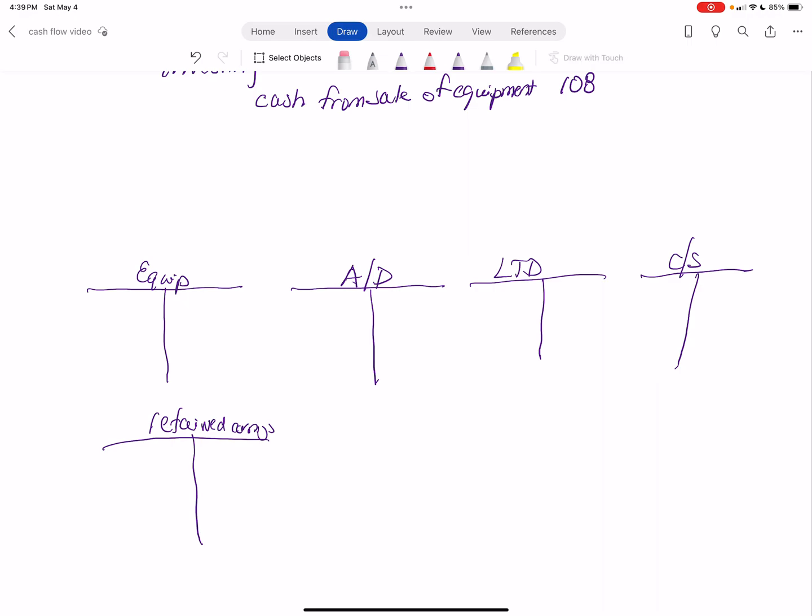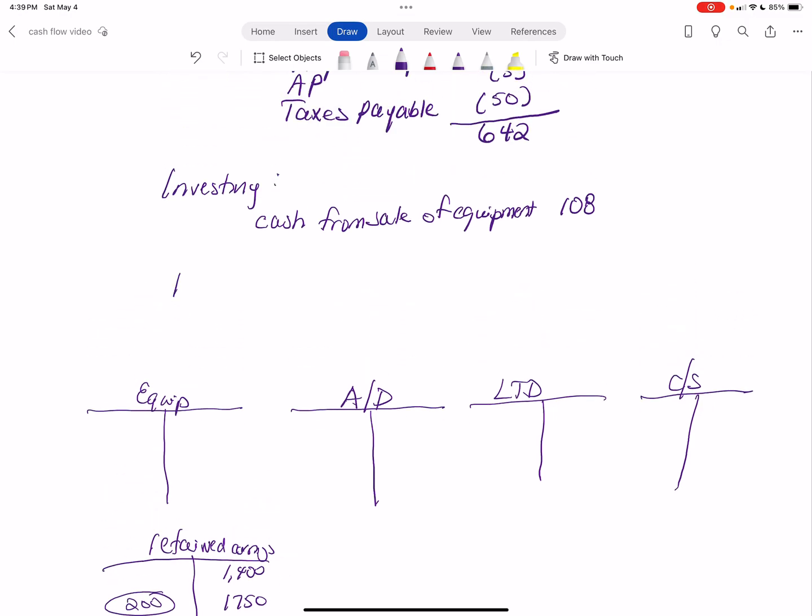So retained earnings had a beginning balance of $1,400. Again, always check to make sure you're pulling in the correct year. And an ending balance of $2,950. And we had net income of $1,750. So this doesn't balance right now. $1,400 plus $1,750 does not equal $2,950. We know the only two things that change retained earnings is net income and dividends. So I can assume I paid a $200 dividend. And I'll go up and put that in the financing section.